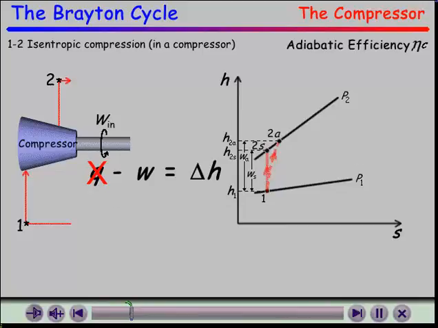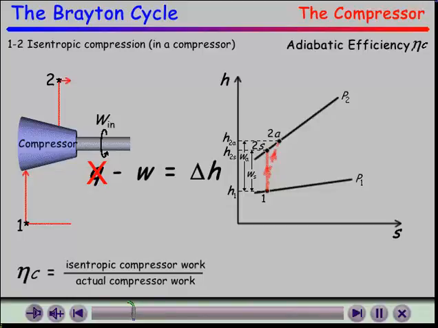A compressor's performance is often measured in terms of its isentropic, or adiabatic efficiency. The adiabatic efficiency of a compressor is defined as the ratio of the work input required to raise the pressure of a gas to a specific value in an isentropic manner to the actual work input. The adiabatic efficiency is greatly affected by the design of the compressor. Well-designed compressors have adiabatic efficiencies that range from 75 to 90%.